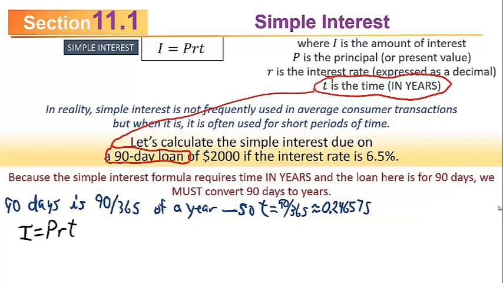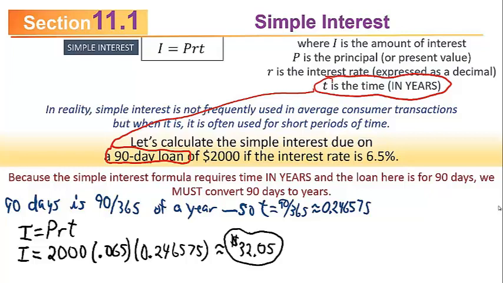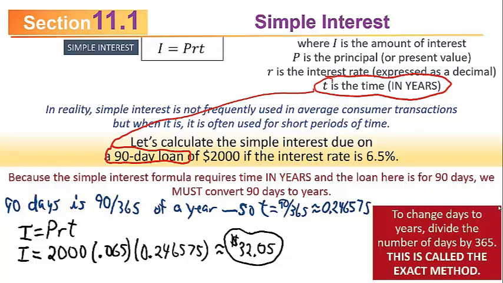Same formula. The principal is $2,000. The interest rate is 0.065, which is 6.5% written as a decimal. And the time is 0.246575. If you multiply those three numbers together, you get $32.05. So if you take out a 90-day simple interest loan at 6.5% where you've borrowed $2,000, you will owe $32.05. Dividing by 365 is called the exact method. I'll show you why with the next example.